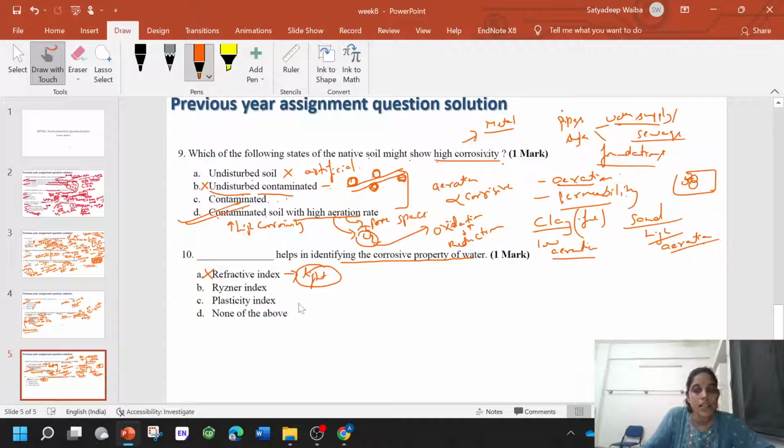Now plasticity index is not about corrosive property. If you take a soil, put enough water to make a roll of it, the plasticity index is defined when the roll of soil starts getting cracks, meaning the moisture content at which there are no cracks in the soil. So it is a determinant of the moisture content, not the corrosive property. Plasticity index is for the moisture content.